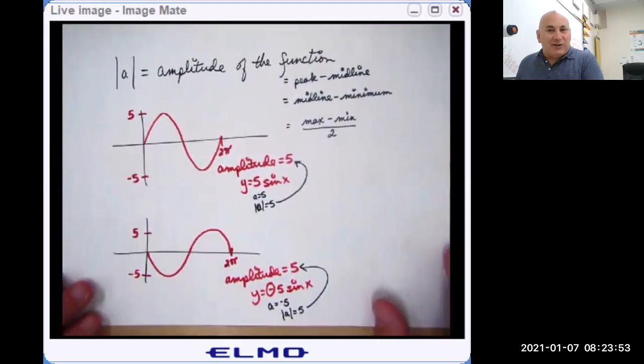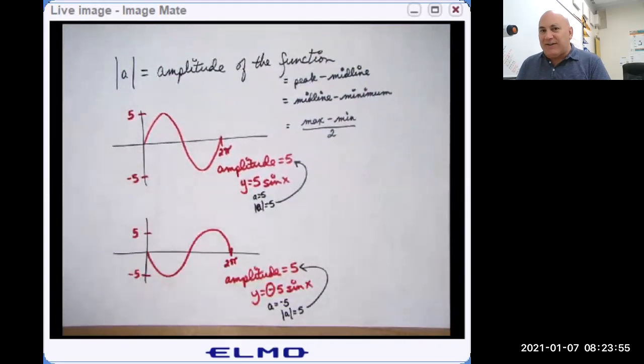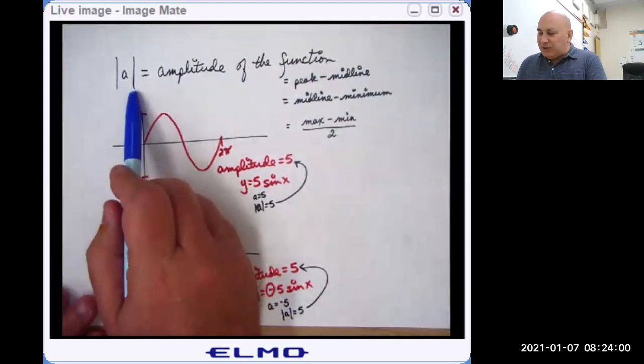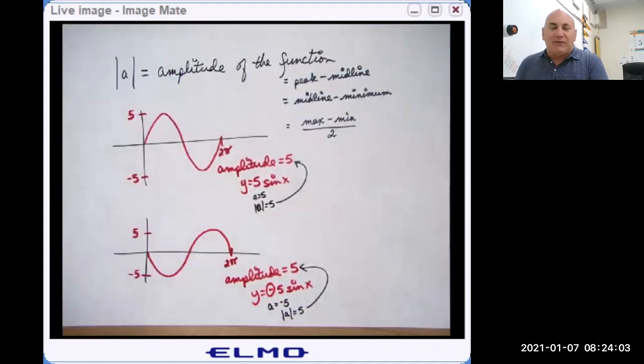So that a value that stretches or squishes our graph vertically, the absolute value of that is the amplitude of the function. So amplitude is never negative. Please make a note of that, highlight it, star it, use different colors, whatever. Because I'm going to give you functions, and I'm going to ask you the amplitude, and a is going to be negative, and you're going to give me a negative number. It happens all the time. Make a note of it. Amplitude is just a distance, which is never negative.